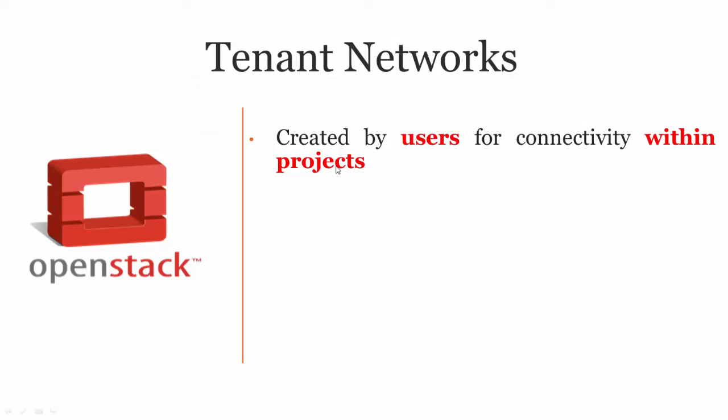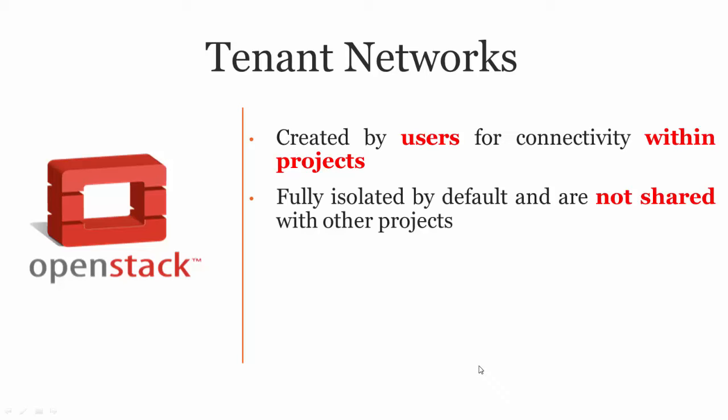A tenant network is created by the users but connected within the project. Each project needs to have its tenant network created by the users, and this tenant network is fully isolated. Why? Because normally a tenant network can be created without any connection to the external network. So it is fully isolated and not shared with other projects. At first, by default, it cannot be shared with the other project. Project means the other tenant.